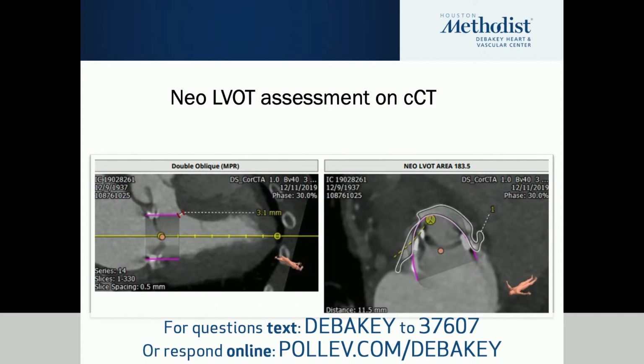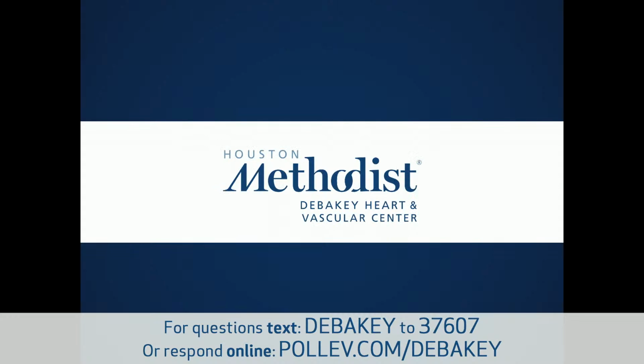So she had a 25 Paramount, the 25 Magna, size 4 to 26 Sapien S3 with the valve in valve implant. From the outflow of the valve to the interventricular septum, the linear distance was 3.1 millimeters. And with a transcatheter heart valve in place, the neo-LVOT was 180 square millimeters at the 30% systolic phase. So we can pause here for a discussion as to what would be the approaches here.